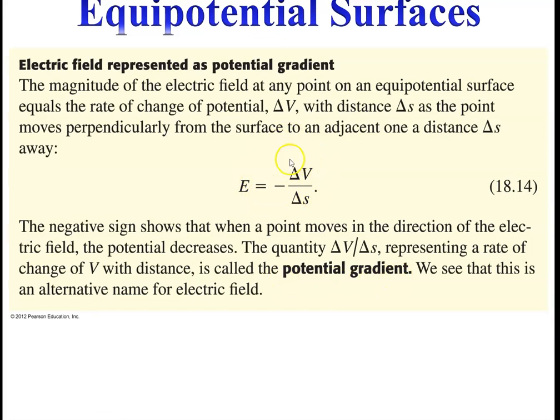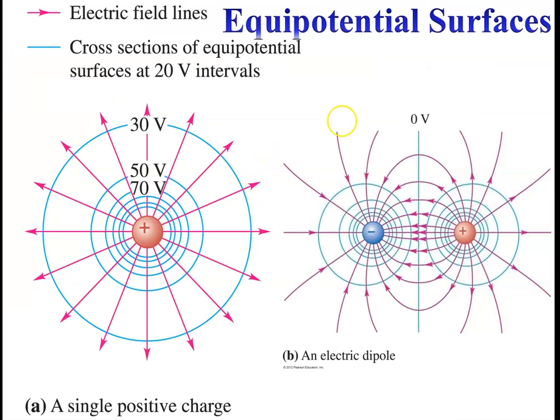As the voltage changes with distance, where S is distance in this case, the greater the voltage change over a short distance, the larger the electric field is going to be. So the larger the potential gradient, the greater that voltage, the smaller that distance, the stronger the electric field. If the lines are really close together, the field's really strong. If lines are really far apart, the field is really weak.